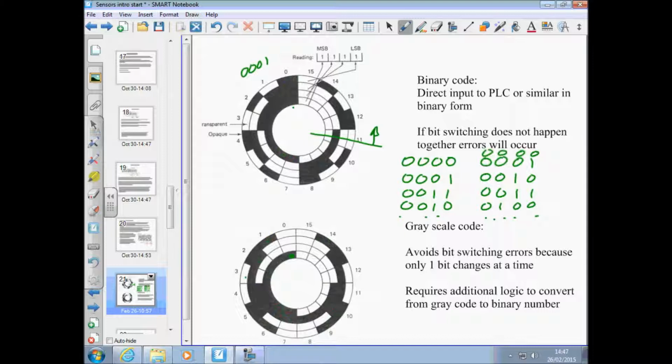It's not what would normally be accepted as a binary number in a computer. So that needs some extra logic to convert from this grayscale, this one, to that. So it requires some extra software, programming, or logic circuits to do that conversion. Right?